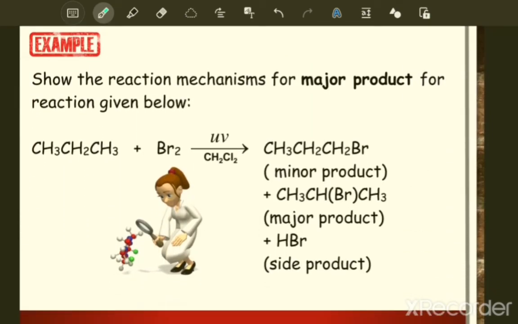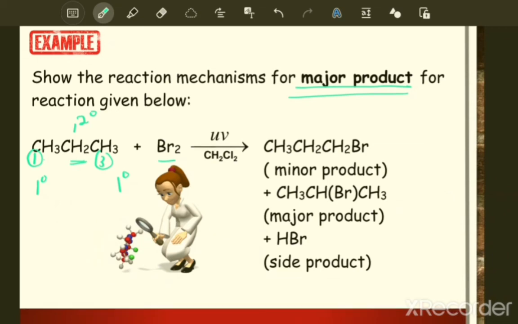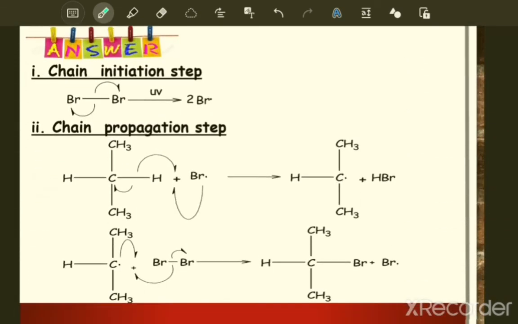So this is an example showing the reaction mechanism for the major product of the reaction below. As we know, in propane we have two types of hydrogen. The hydrogen attached to carbon number 1 and carbon number 3 is primary hydrogen, and the hydrogen attached to carbon number 2 is secondary hydrogen. So it reacts with a bromine molecule and produces minor and major products. Here are the steps for the major product. First, we break the non-polar covalent bond of the bromine molecule and get two bromine free radicals.